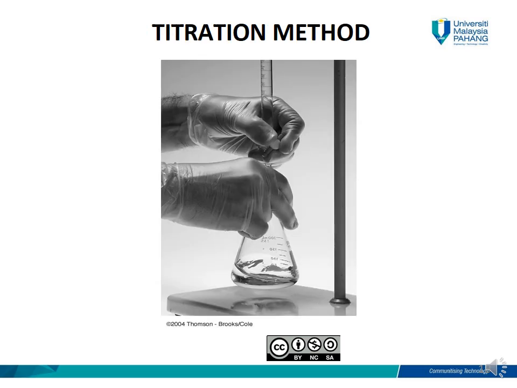This is the correct technique when you do a titration. Basically, we do the titration just like what you see in the picture, and you swirl the conical flask to make it homogenized.